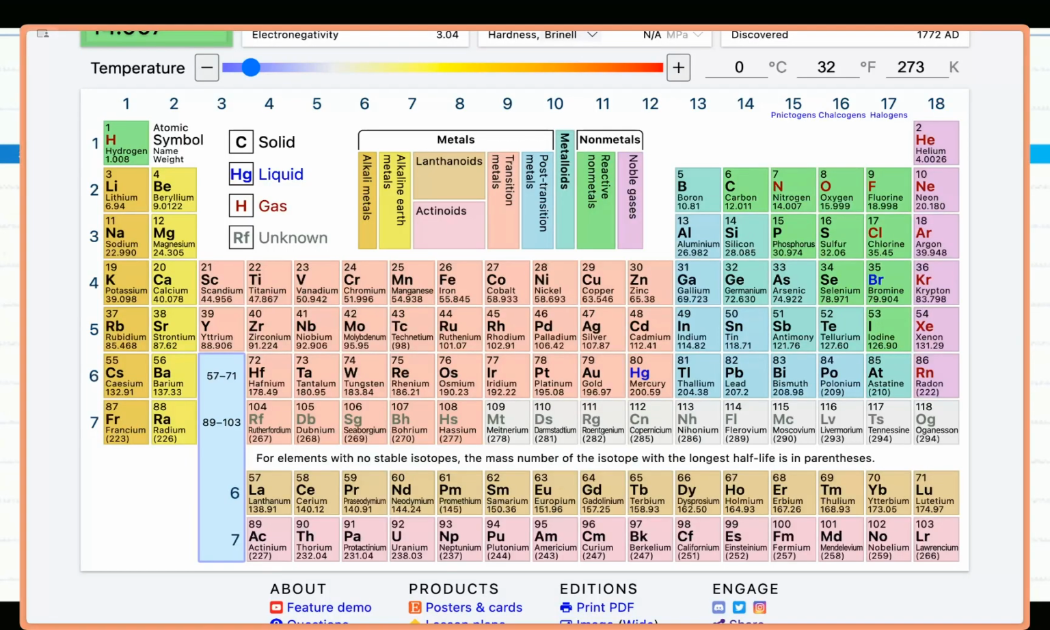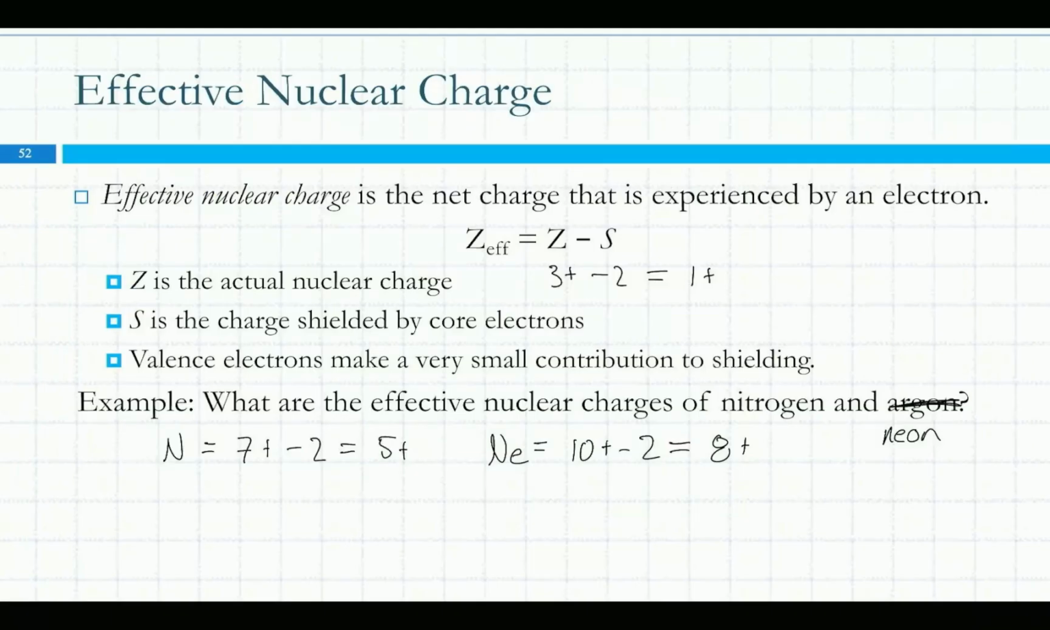Which corner is the small corner? This one. So that one's the large corner. So is neon closer to the small corner or the large corner than nitrogen? Small. So neon is smaller than nitrogen. And the reason is effective nuclear charge.